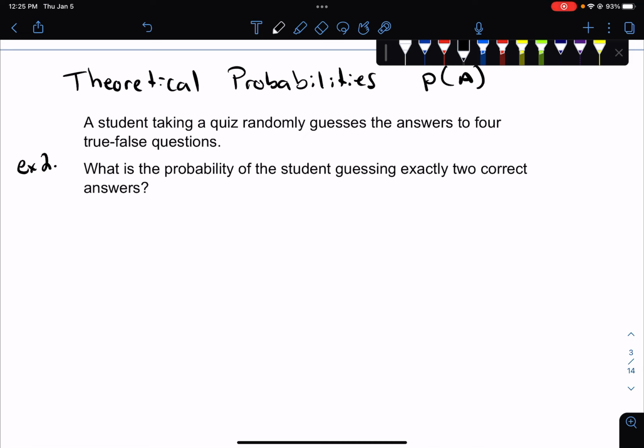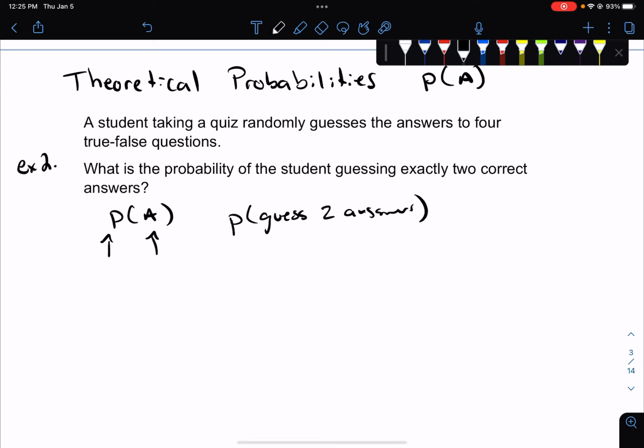Okay, so what is the probability of a student guessing 2 correct answers if they're guessing on 4 questions? That's what example 2 is asking. So the way that we usually write probability is P parenthesis A. And P says what's the probability. A is the probability of what? So in this case, I would say what's the probability of guessing 2 answers correct? That's what would go on the inside.